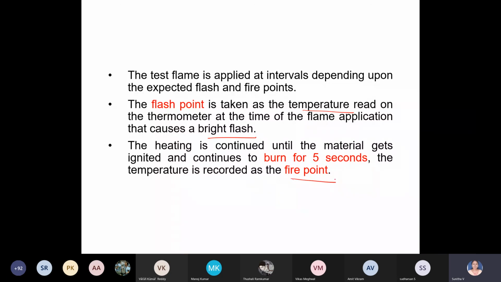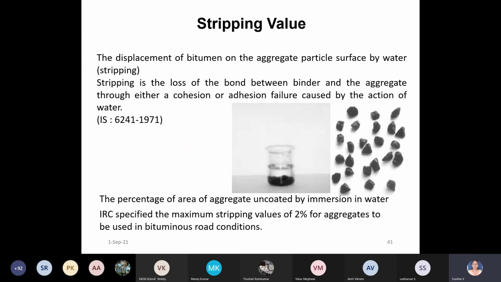And the fire point is beyond that. If you continue heating, the material gets ignited and continues to burn for at least 5 seconds. If it is burning for 5 seconds, then that temperature is noted as the fire point. So whenever you're getting a bright flash alone, the temperature for that is called the flash point. The temperature that causes the bitumen to burn for 5 seconds is noted as the fire point.